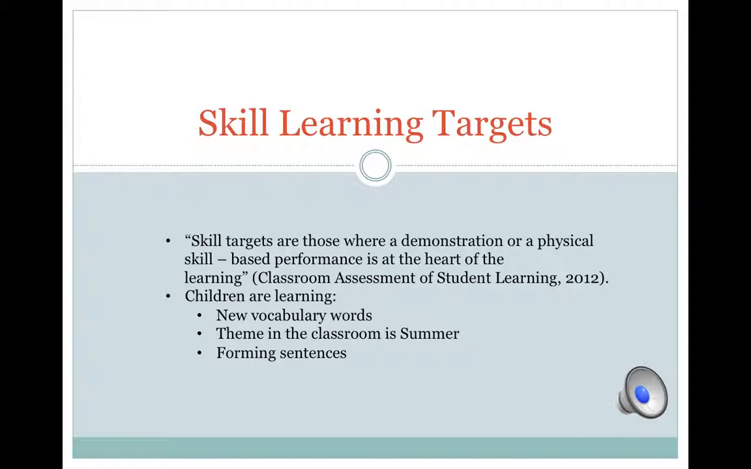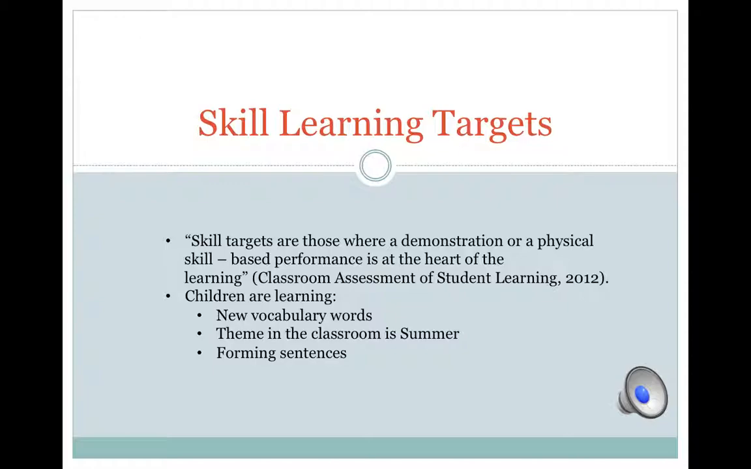Skill targets are those where a demonstration or a physical skill-based performance is at the heart of the learning. Children will be able to demonstrate, perform, and pronounce in this learning target. In this section, my children are learning new vocabulary words, where they are able to connect them to the real world. For example, we are learning about summer, so we introduce the words shorts, sun, sandcastles, sunglasses, and flip-flops. Most children in my room are beginning to make sentences because we have gone over these words for so long that they can identify them when they are seen.